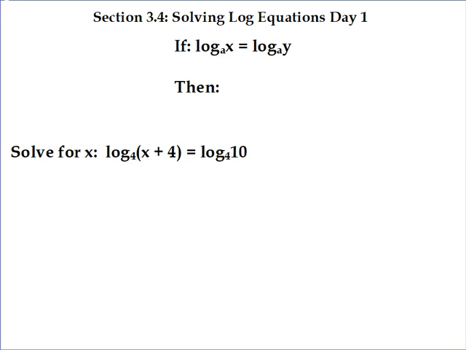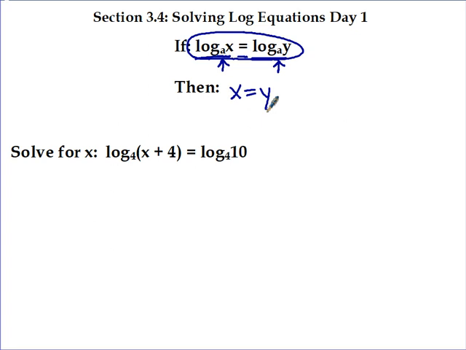Okay, so the first type of problem you're going to see is when you have a logarithm equaling a logarithm. Now it might not look like this to start with. You might have other things going on, but we can get it down to this form. If we can get a logarithm with the same base, see they're both base A, then we can say the arguments are equal to one another.